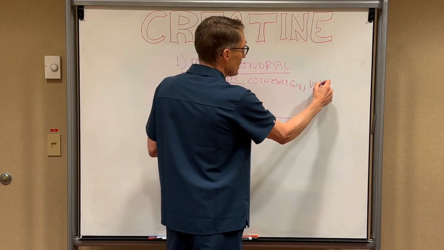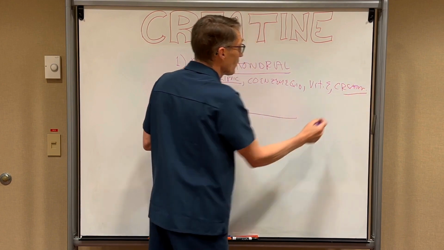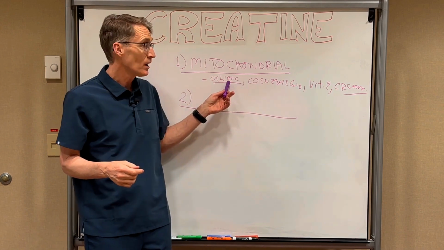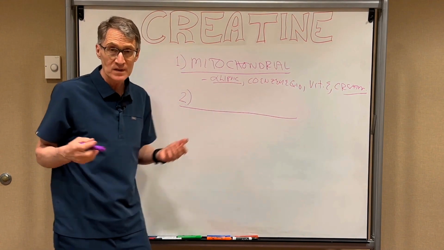We would use vitamin E and creatine. So what we're doing here is providing antioxidants inside the mitochondria. We're providing antioxidant protection to the membrane, and creatine for the variety of reasons that we've talked about.